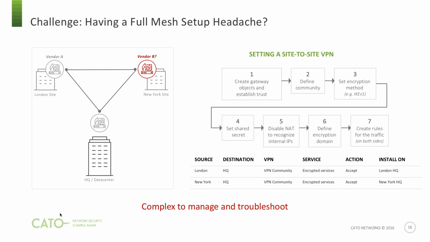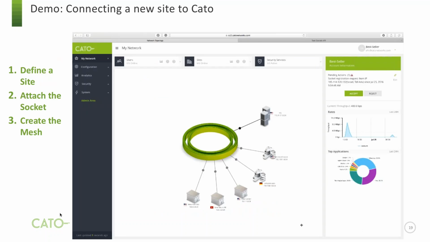So you have to establish tunnels between this new location and all these other different locations and deal with all the different routes that need to be taken into consideration in order to ensure sites do not remain disconnected. So let's take a look. What does that mean in Cato?